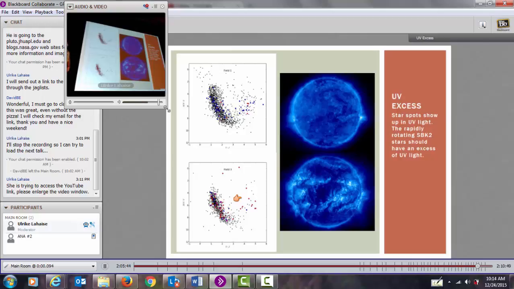And our young stars, we were kind of hoping they would all show up in this portion over here, showing that they have an excess of UV light. And we're not sure why. That's something that my advisor is going to investigate in the future. We just made the plot.